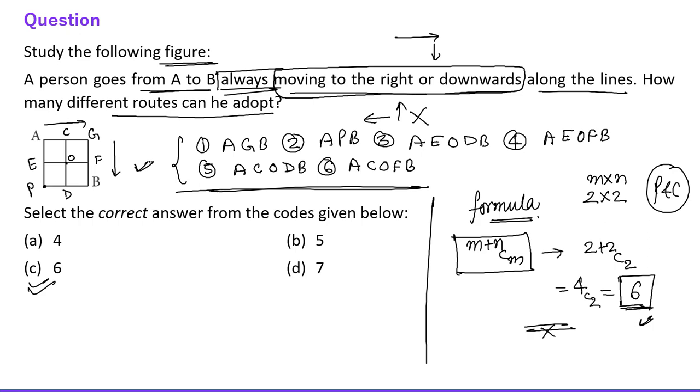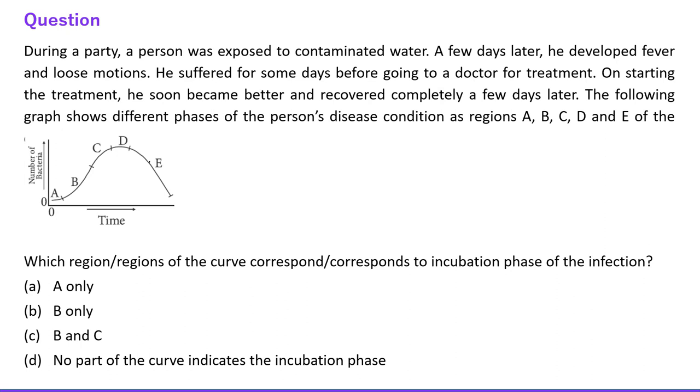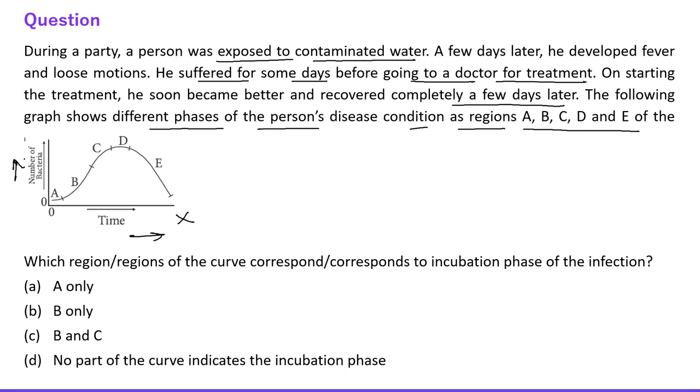Now let's talk about the other question. This question says, during a party, a person was exposed to contaminated water. A few days later, he developed fever and loose motions. He suffered for some days before going to a doctor for treatment. On starting the treatment, he soon became better and recovered completely a few days later. The following graph shows different phases of the person's disease condition as regions A, B, C, D, E of the graph. In the graph, on the x-axis they have given time and on the y-axis the number of bacteria. After that, there are questions based on it.